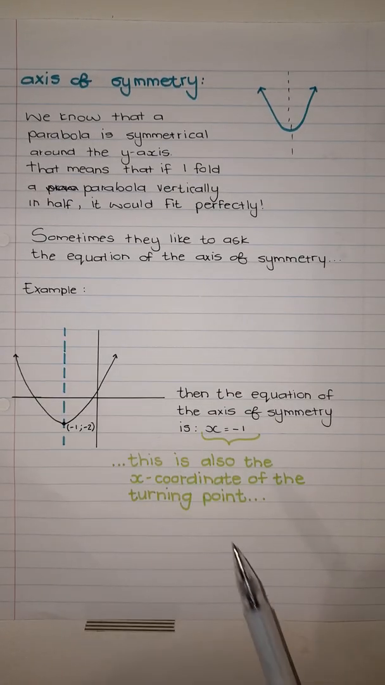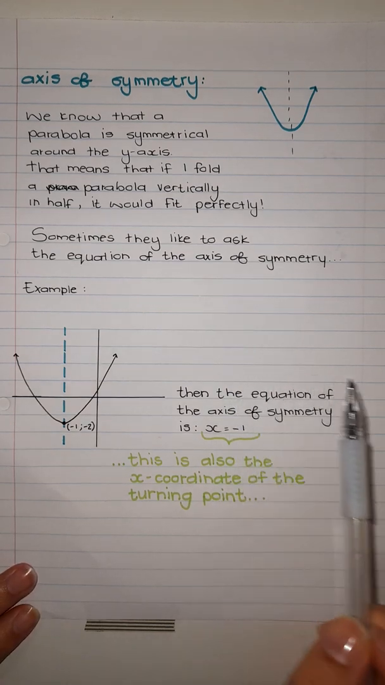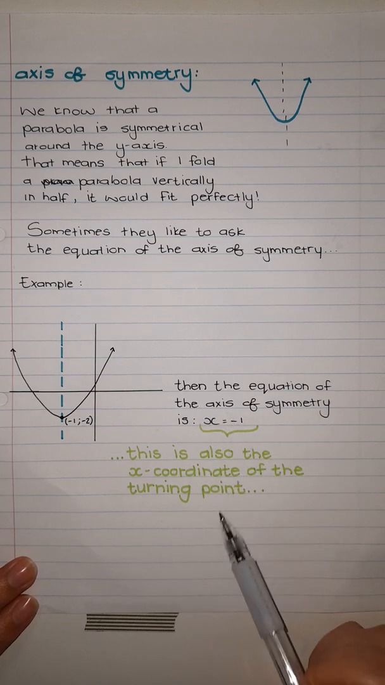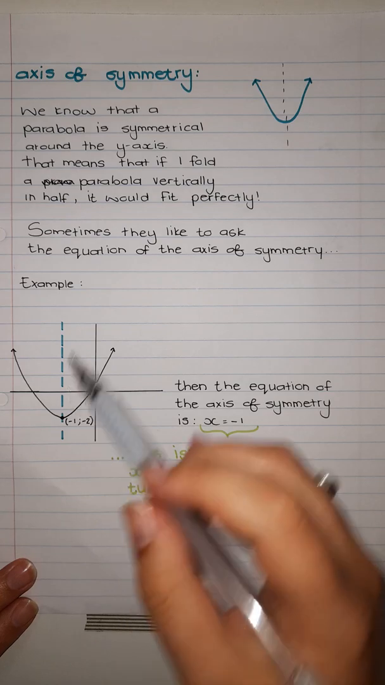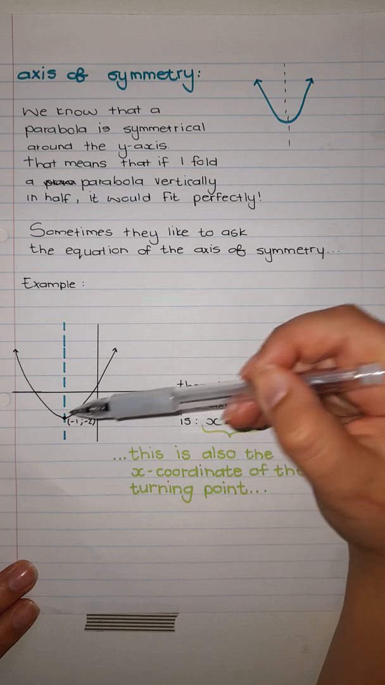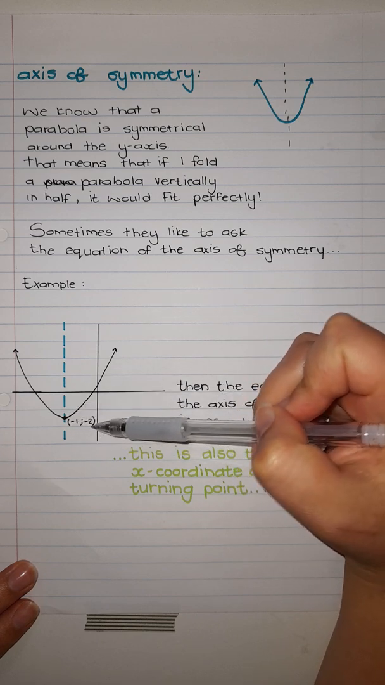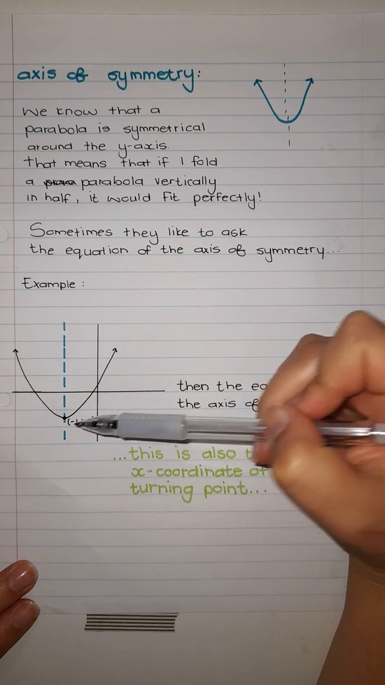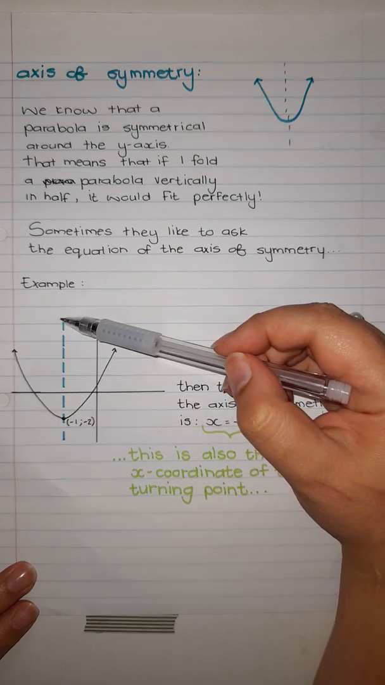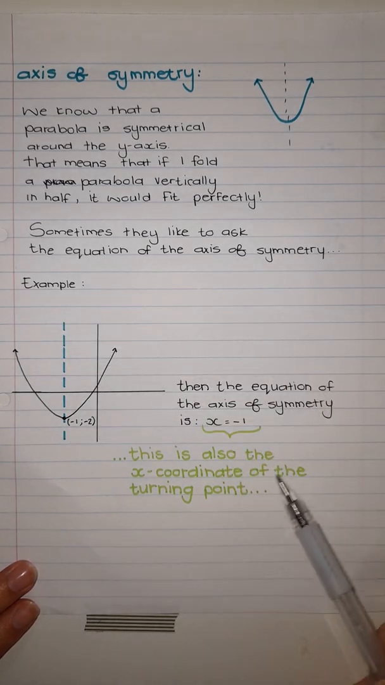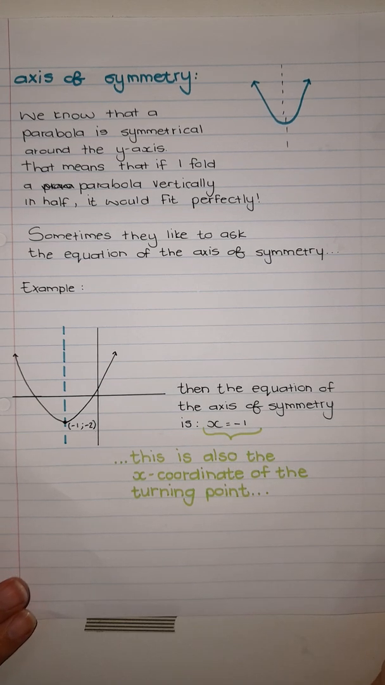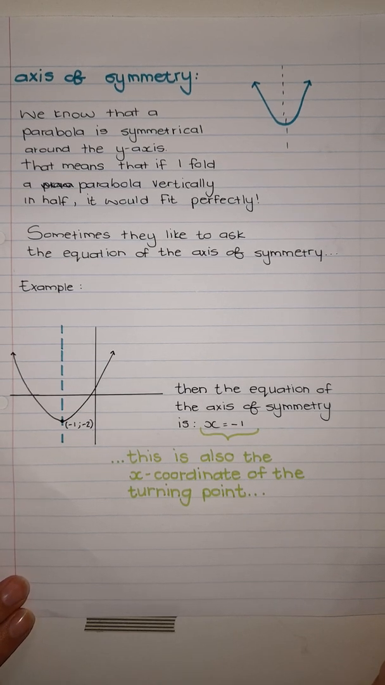Okay. So now they can ask you, what's the equation of the axis of symmetry? Okay, when we have this example, we have the coordinates of our turning point as -1, -2. Now here we're going to mostly look at our x coordinate. We say it's -1, and because this is a straight line down, we can say our equation of our axis of symmetry is x equals -1. This is also the x coordinate of the turning point, and it's as easy as that.